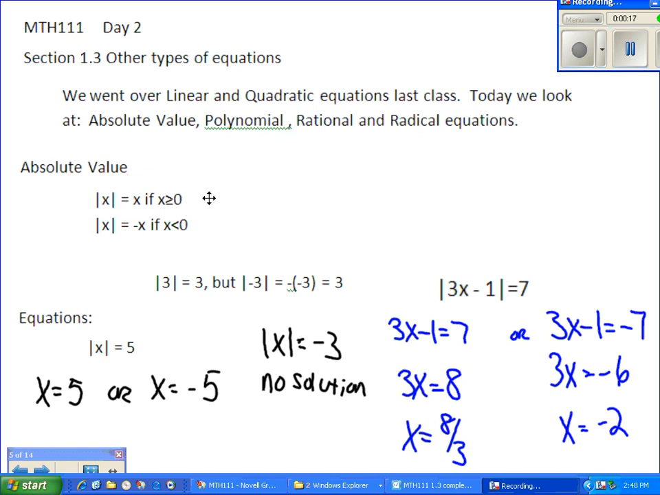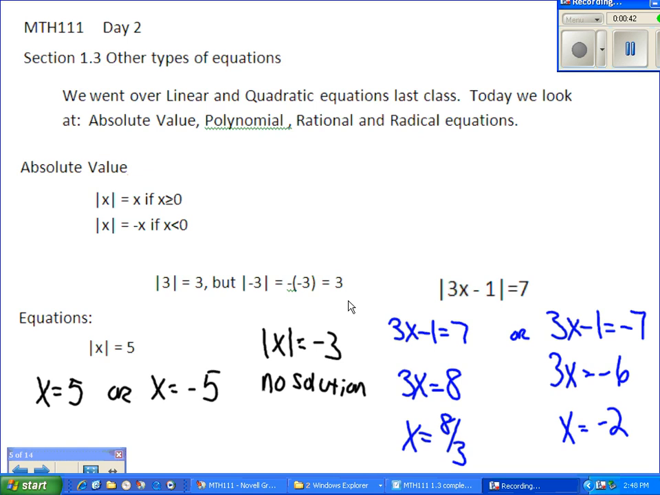The definition of an absolute value is that the absolute value of x is equal to x if x is positive, and it's equal to the opposite of x if x is negative. So what an absolute value does is make something positive. The absolute value of 3 is simply 3, because 3 is already a positive number, while the absolute value of negative 3 is the opposite of negative 3, giving us positive 3.